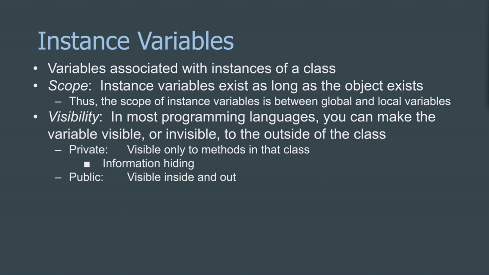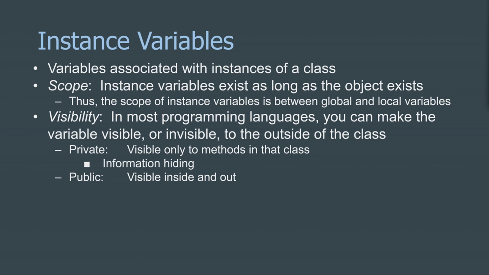But private and public. So basically what private means, if you have an instance variable that's private, the only place that you can access that instance variable is inside the methods of the class. Okay, so that means that an object can see its own instance variables that are private, but nobody else can.